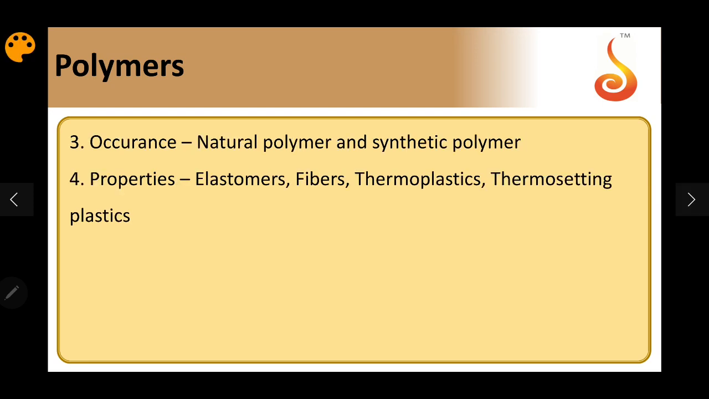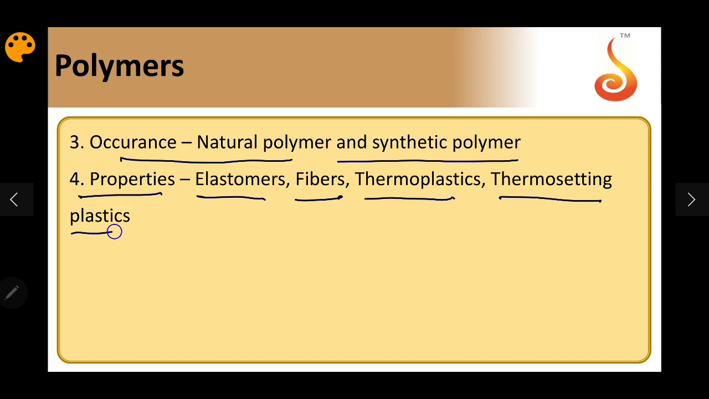Based on occurrence, we have natural polymer and synthetic polymer. Natural polymers are the polymers which exist naturally in nature. We have examples of rubber, we have examples of proteins, and synthetic polymers are the polymers which are made by man for various purposes. And based on properties of polymers, we have elastomers, fibers, thermoplastics and thermosetting plastics. Elastomers are the polymers which have the least intermolecular force of attraction and they have elastic properties. Rubber is the best example for that.